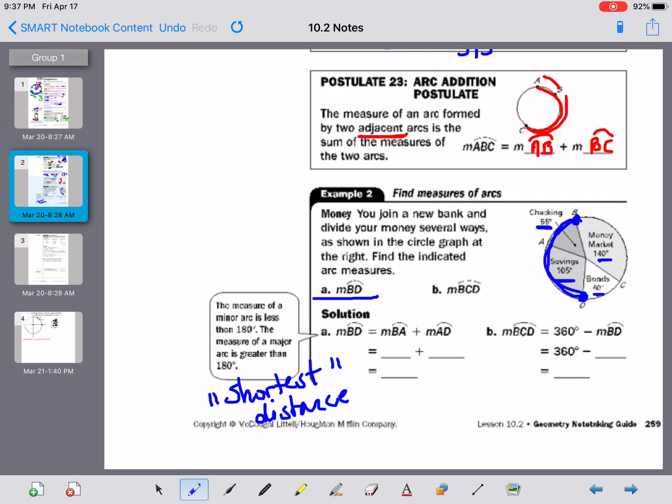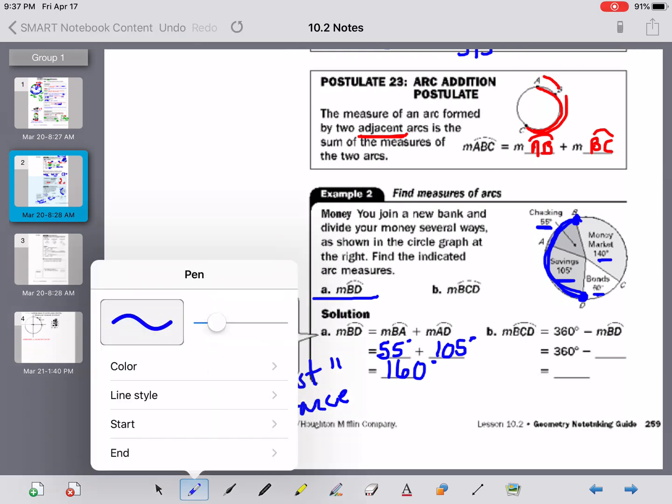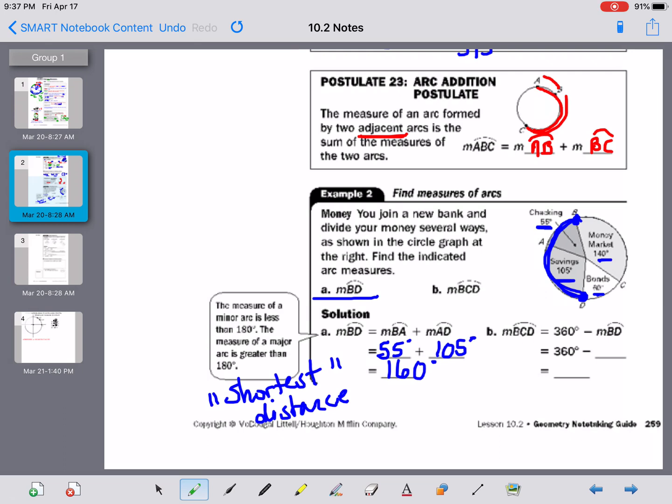And it looks like I have a couple arcs to add together. My first one there is 55 degrees. My second is 105 degrees. I'm going to add those together for 160 degrees. On my second question, B here, I have arc BCD. Start at B, I go towards C, and then to D. And that actually is the exact opposite of what I used before. So I can always use my rule there, 360 minus that 160 I got earlier, and I get 200 degrees.